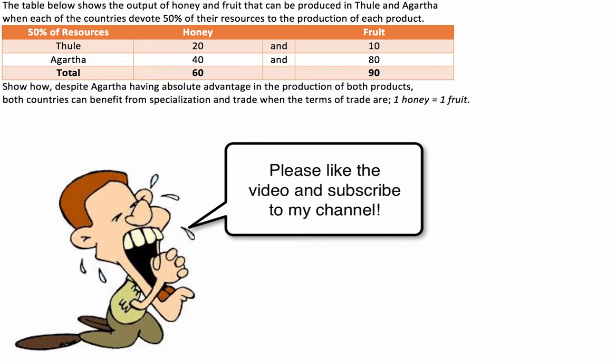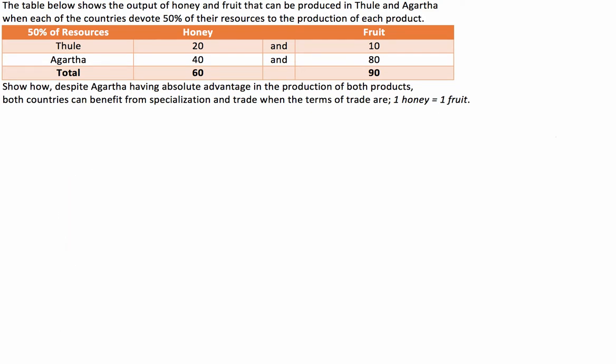So the first thing that we're going to have to do is work out the production possibilities for both countries. We can do this by figuring out the maximum amount of each good that each country can produce when they devote 100% of their resources to its production. Now, because this table here shows the output when a country devotes 50% of its resources to each product, we can simply multiply the outputs that we have in this table by 2.